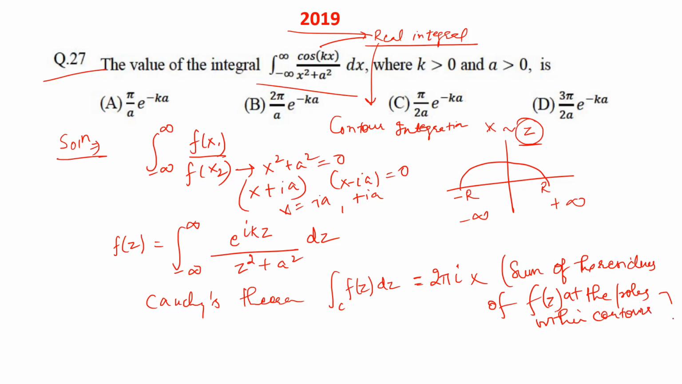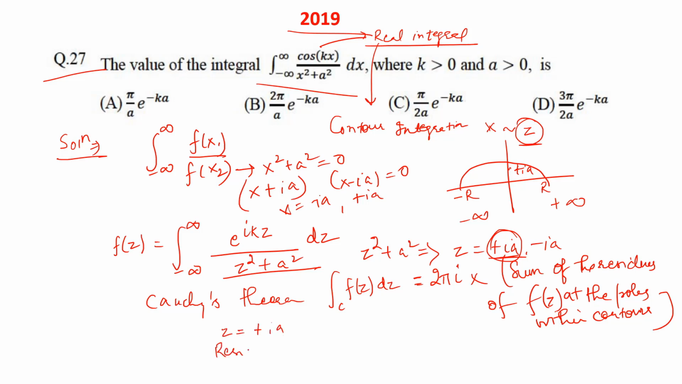So what do we need to find out? We need to find the poles, which are given by putting the denominator equal to 0, which means z is equal to plus iota a and minus iota a. And now which pole will lie inside this contour? It is this one, plus iota a, right? And how do we find the residue when z is equal to plus iota a?